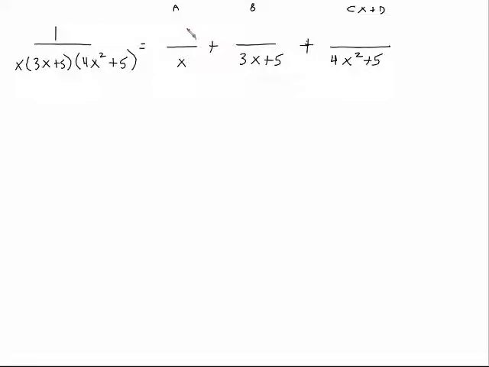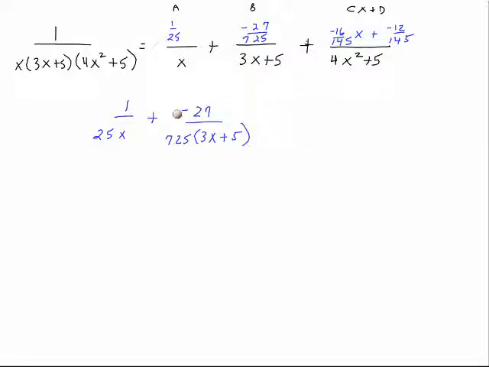There's the template of our equation. A from a previous page there was 1 over 25. The b value we got was negative 27 over 725. And c was negative 16 over 145 times x, plus d, which was negative 12 over 145. So cleaning this up, I have 1 over 25x plus negative or minus, whatever you want, negative 27 over 725 times 3x plus 5. Probably for Math Lab, they would prefer a minus right here. And then plus negative 16x minus 12 over 145 times 4x squared plus 5.